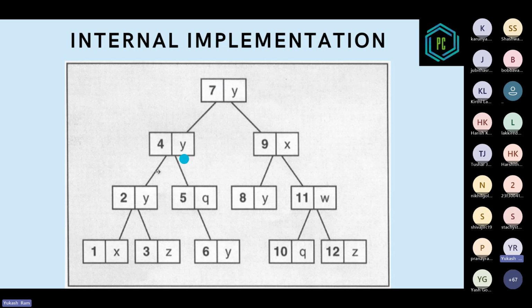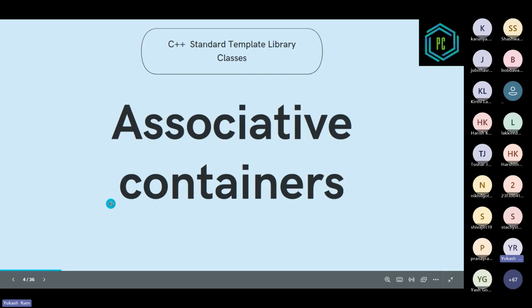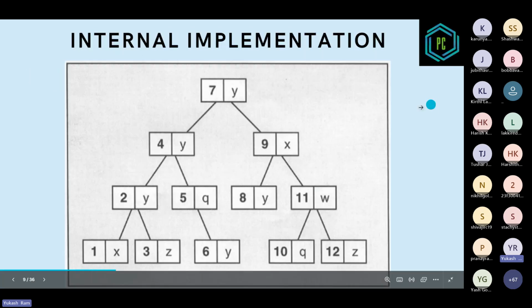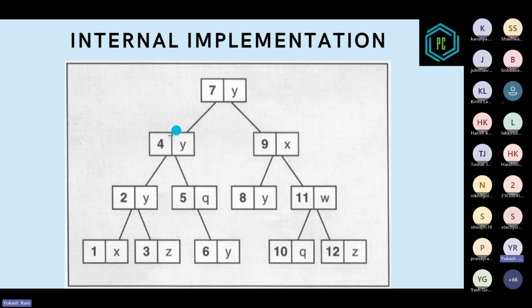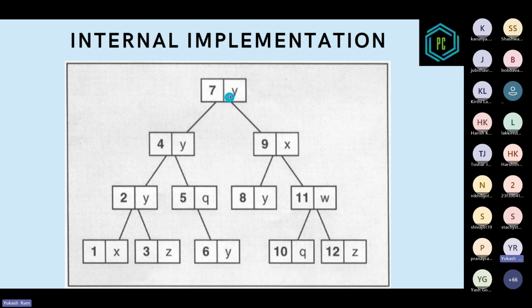Internally, it is implemented the same as for all associative containers. If you see here, this is how associative containers are implemented. It's the same way maps are also implemented. You can see the key values are these numbers, and the corresponding values will be these y, x, w, z. You can see the values on the left side are smaller and on the right side are larger. So the entire implementation is literally the same.